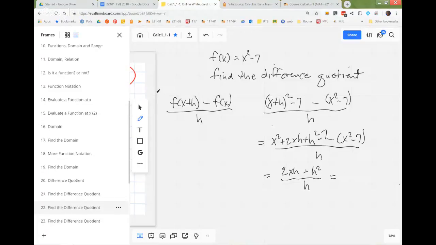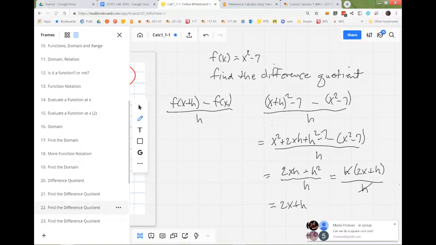And this we can simplify by factoring an h out of the top. And now we can finally do that. Final answer to our difference quotient is 2x plus h.